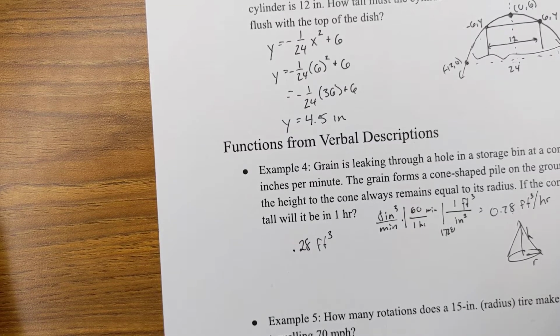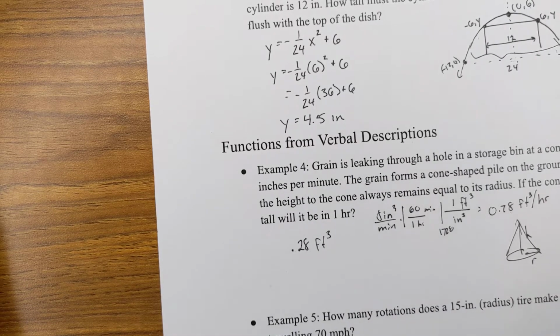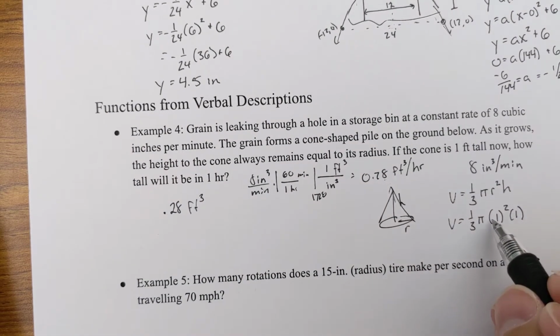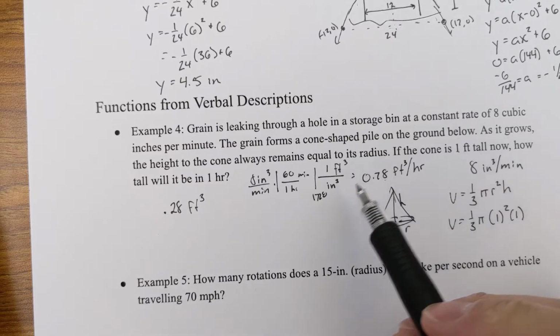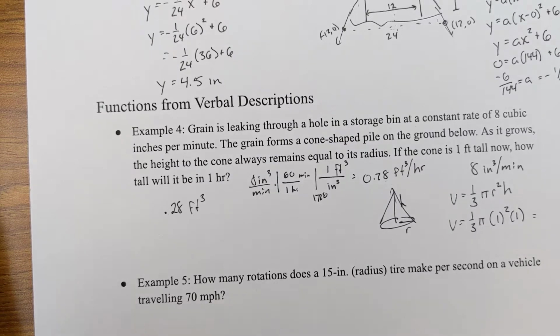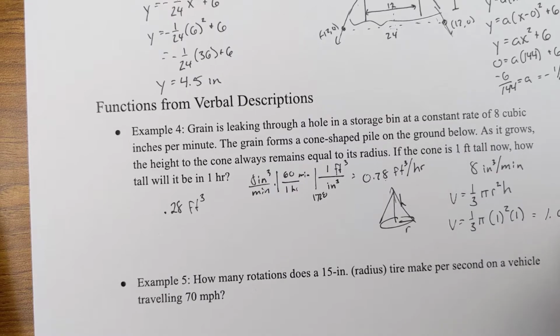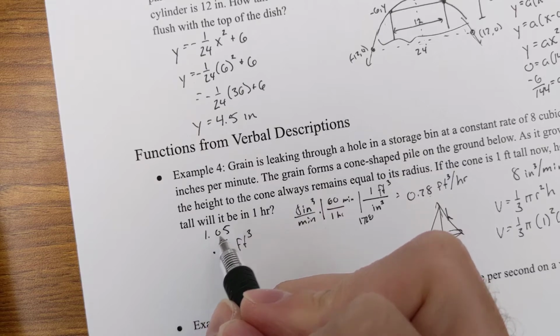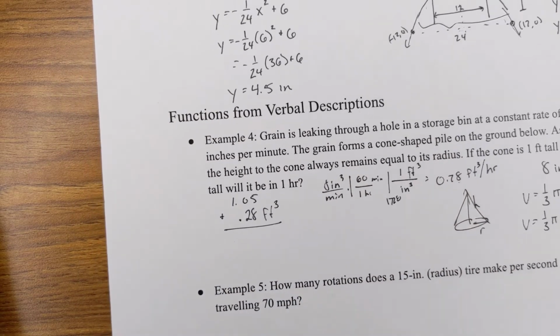So right now it is 1 foot tall, so I need to figure out its volume, add that onto it, and then solve backwards to get it. So the volume equals 1/3 pi, because r is 1, and so is h, because the cone is 1 foot tall now, and the height is always equal to the radius. So this is 1/3 times pi, which is about 1.05 cubic feet. So 1.05 cubic feet plus how much I'm going to gain in an hour.